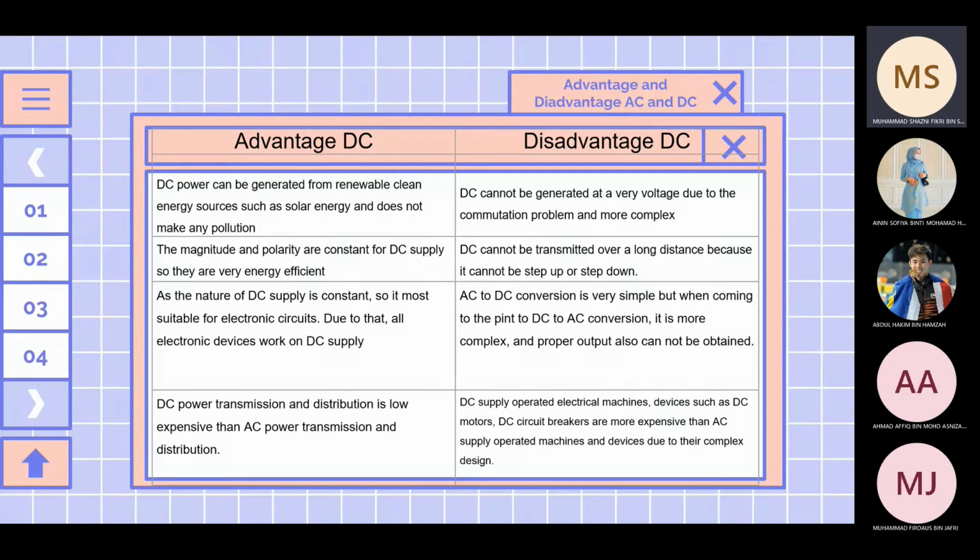DC supply operates electrical machines and devices such as the DC motor. DC circuit breakers are more expensive than those of AC supply operated machines and devices due to their complex design.